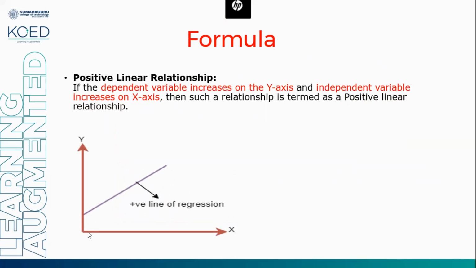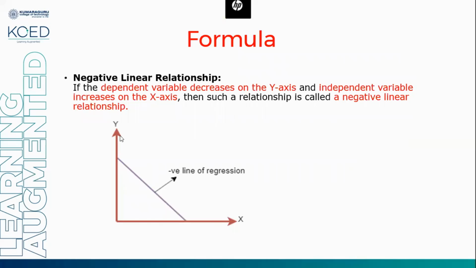So here, x increases and y also increases. For example, if x is 0 and y is 3, we'll get a first point. For example, x equal to 1 and y equal to 2, we'll get a second point. So likewise, x increases and y also increases, we'll have a positive line of regression. And if x increases, y decreases, this is a negative line of regression.